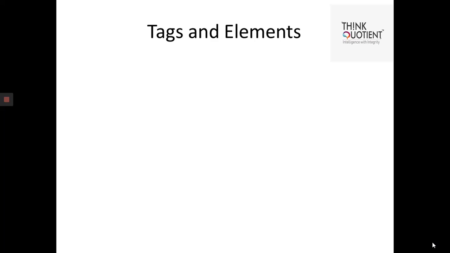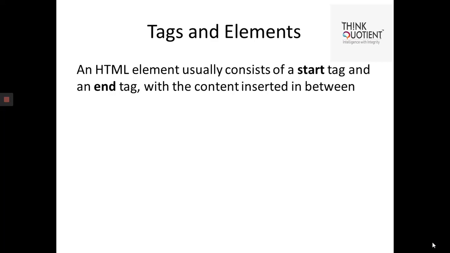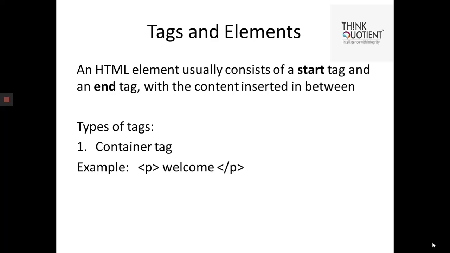Most HTML elements have an opening tag and a closing tag. So basically, HTML elements usually consist of a start tag and an end tag, that is, an opening tag and a closing tag, with the content inserted in between. Let's have a look at the next types of tags. The first is the container tag and the second is the empty tag. So what are container tags and empty tags?